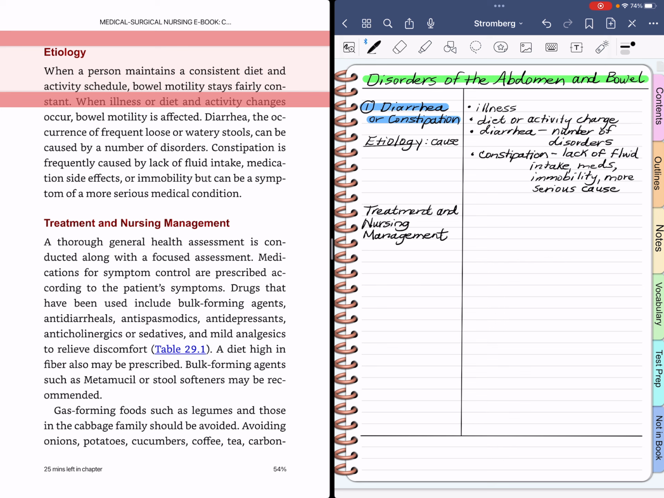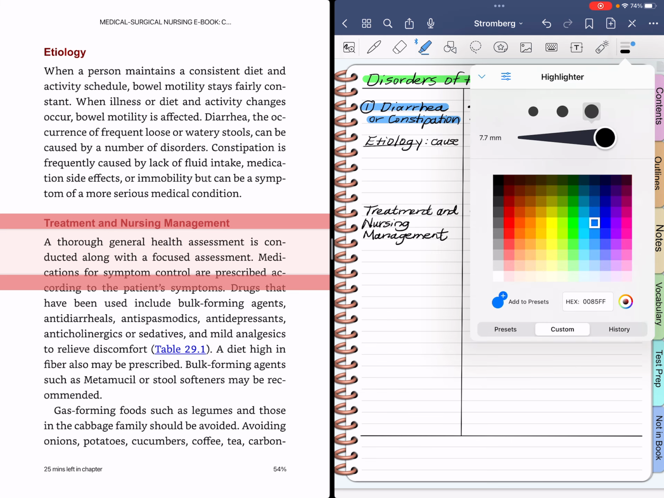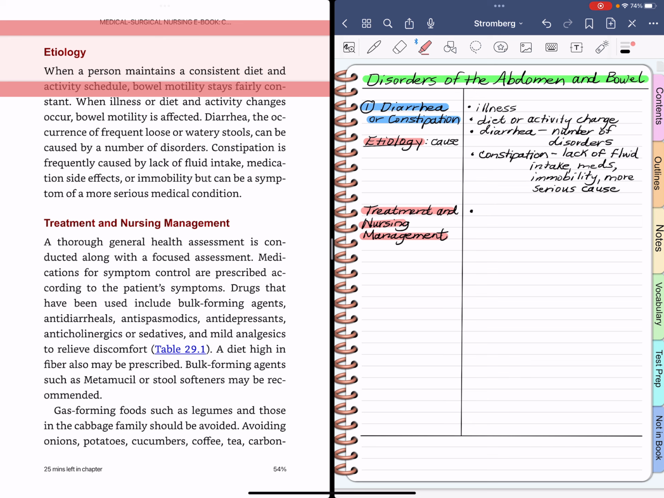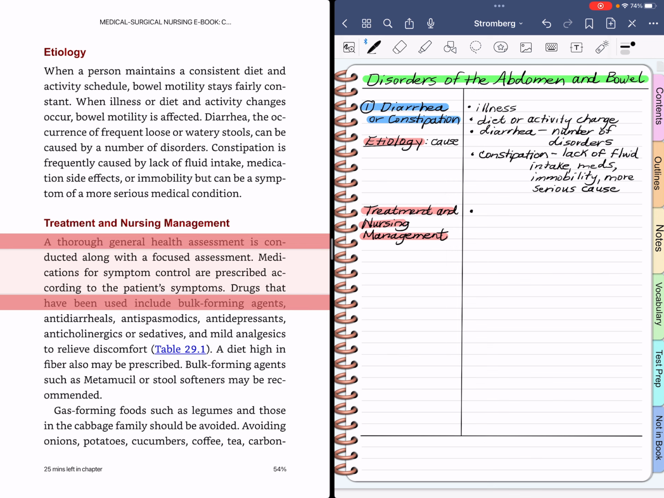I'm going to approach that to summarize this section. So I need to highlight some in red, don't I? Can you tell it's been a while since I've used this method? We had etiology, and now we have treatment and nursing management. Those are in the red text. And under treatment and nursing management, there are 3 paragraphs. So I'm going to summarize those in my own words. Again, I'm not rewriting the book. We're just pulling out the bare bones that make sense.